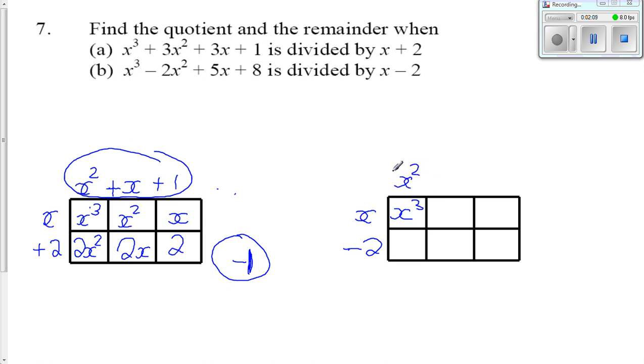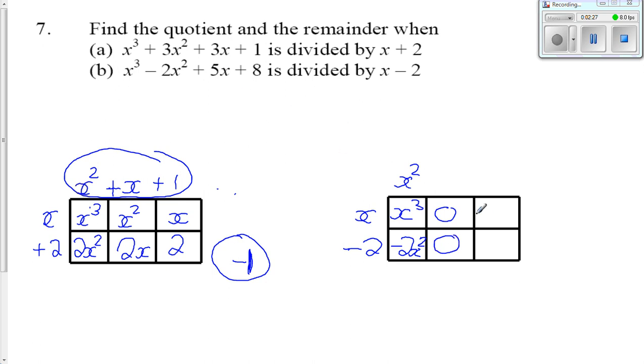The byproduct this time is x squared times minus 2, which is minus 2x squareds. That's actually exactly what we wanted. So we don't want anything here at all. So we can put nothing up there. That means there's no x's to sort out.